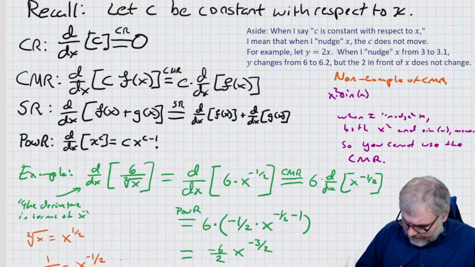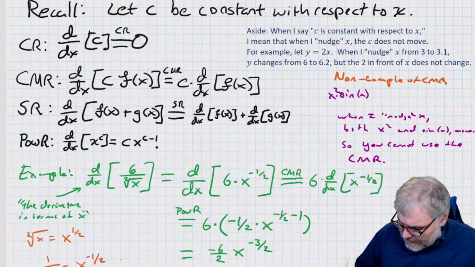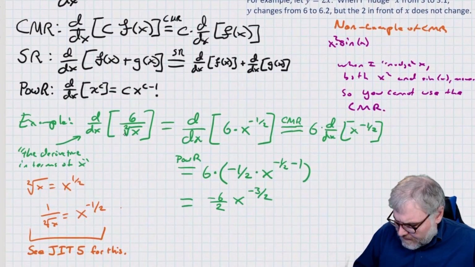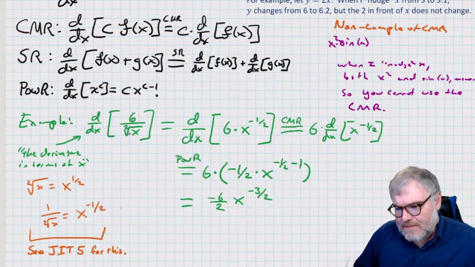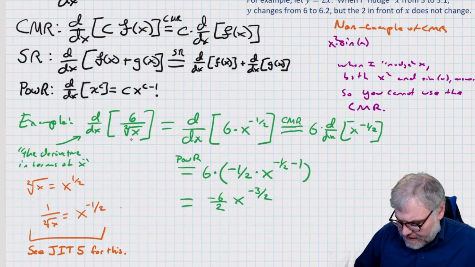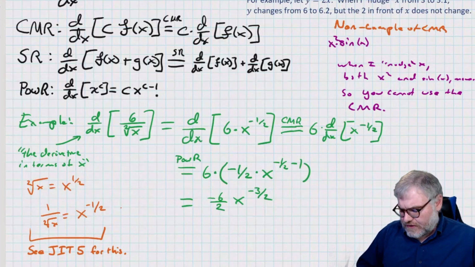Okay. So let's do an example of using this rule. Let's take the derivative of 6 over the square root of x. So the first thing I'm going to do here is convert this to power notation. The square root on the bottom is going to become a 1/2. And because it's on the bottom, it becomes a negative 1/2 when I move it to the top. So 6 over the square root of x equals 6 times x to the negative 1 over 2.